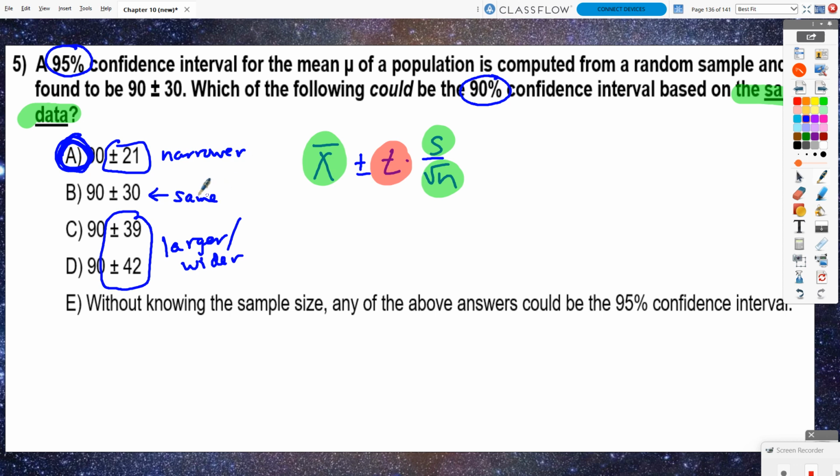Now, is it going to be 21 exactly? Well, it says could be, right? And we don't know what the sample size is because some people might be going, well, we can go ahead and figure out what this t critical value is. But you don't quite know what that is without the sample size because you would need degrees of freedom to go with this. So in the end, we can't actually calculate what that t critical value is without the sample size. So that's why they're going with this could be the correct confidence interval.